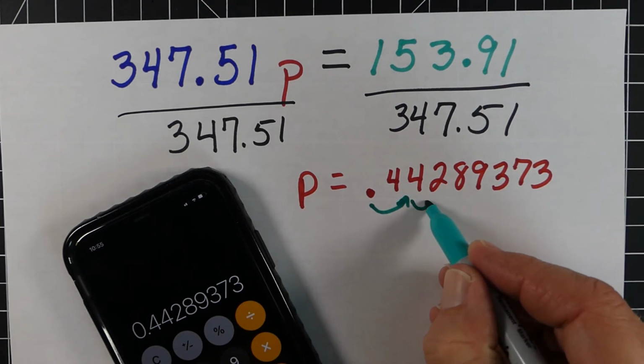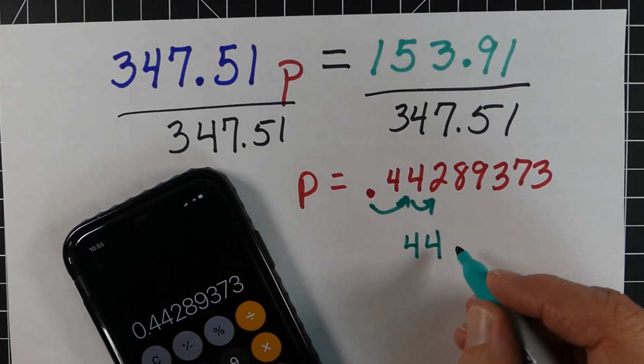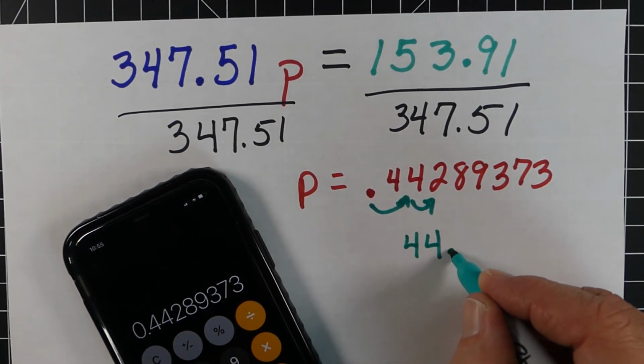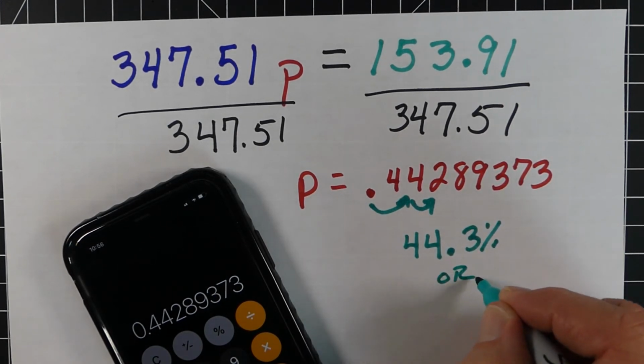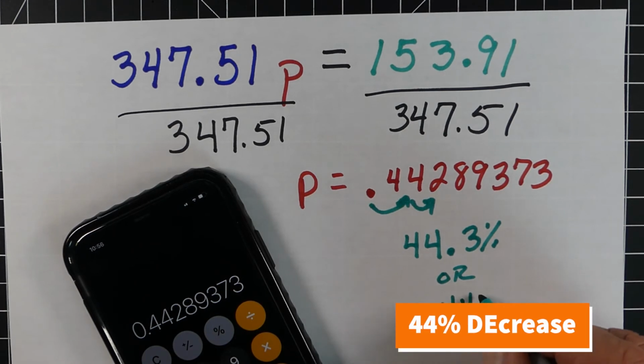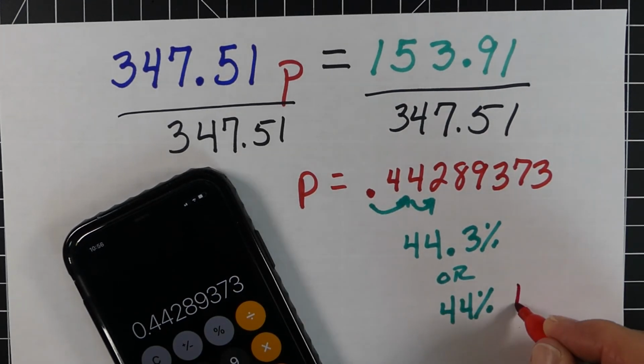We again multiply by 100, so we get 44 point, and if we round it off, it would be 0.3%. Now, if we want to call it a whole number, we just call it 44%. Now, this is a decrease. So it's a 44% decrease because the amount went down.